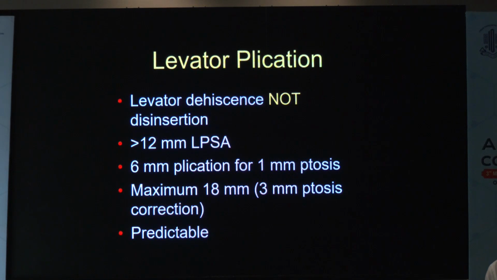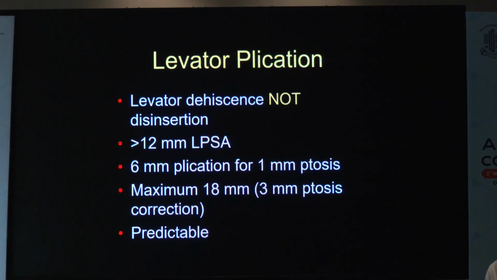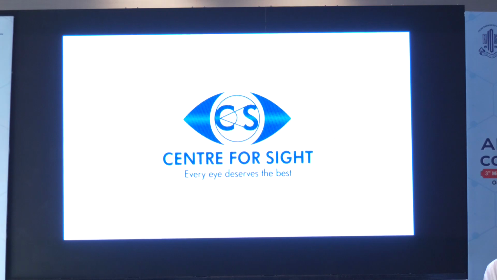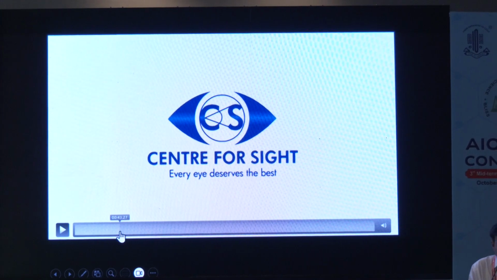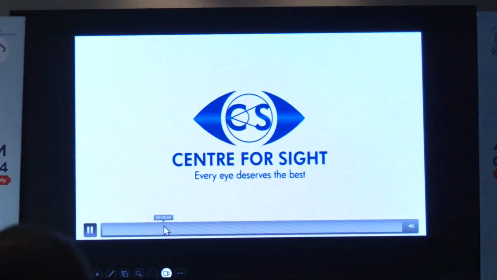Levator plication is specifically for patients who have levator dehiscence. The rule of thumb is 6 millimeter plication for every millimeter of ptosis. That is surgeon dependent. You can start with this particular thumb rule and keep on altering till you optimize your results. The initial steps of the surgery are the same. There is hardly any difference in the initial few steps.